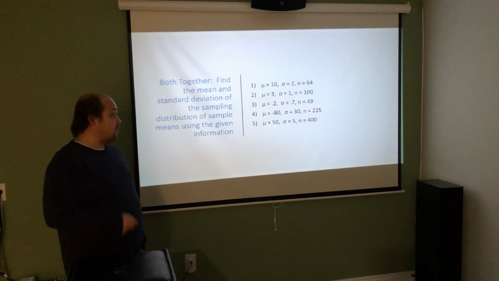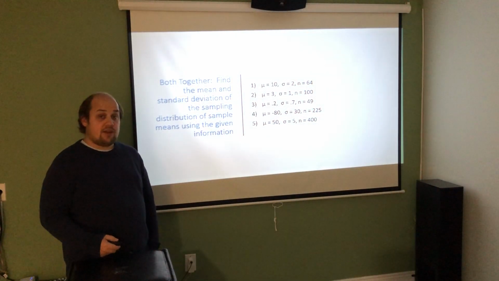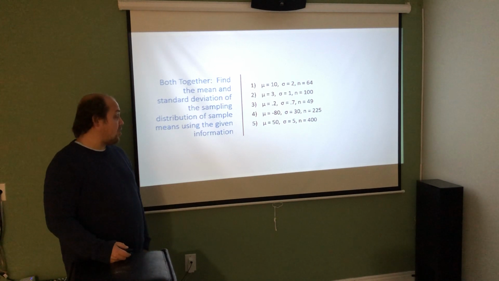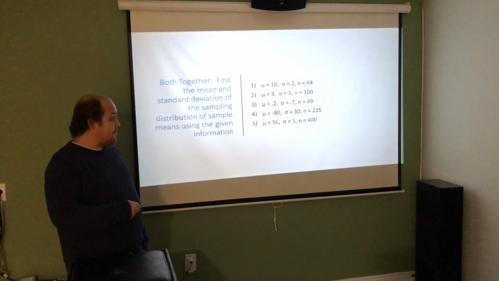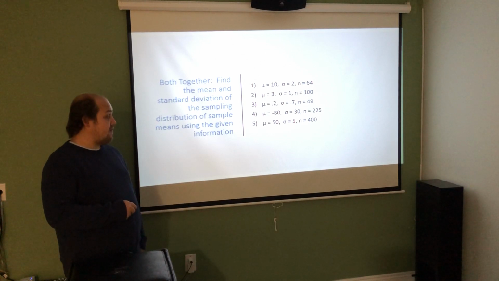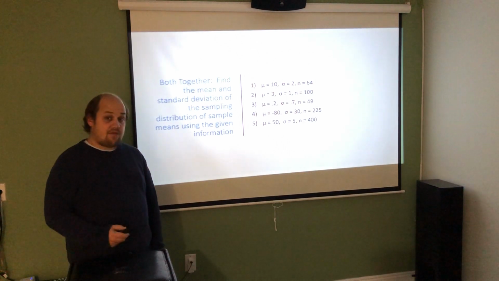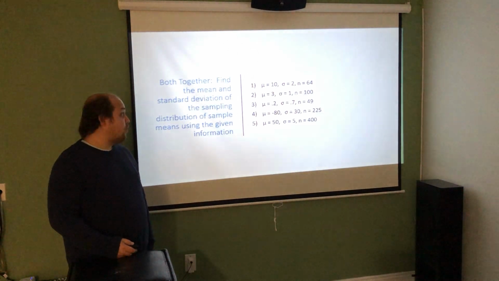30 divided by the root of 225 is really 30 divided by 15, so this would give me 2 as my sigma sub x bar. For number 5, I'd repeat back the mean is 50. I'd then take 5 divided by the root of 400. Root of 400 is 20, so 5 divided by 20 is 1/4, or 0.25.